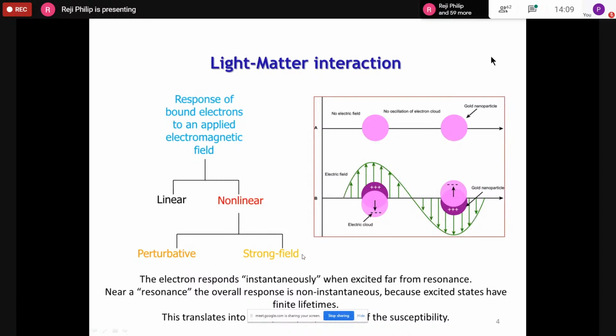And we will not go into the strong field NLO, which is where we use extremely powerful laser beams to irradiate materials. And that kind of power will lead to ionization of the material and forms a plasma and all. So we will not talk about that today.